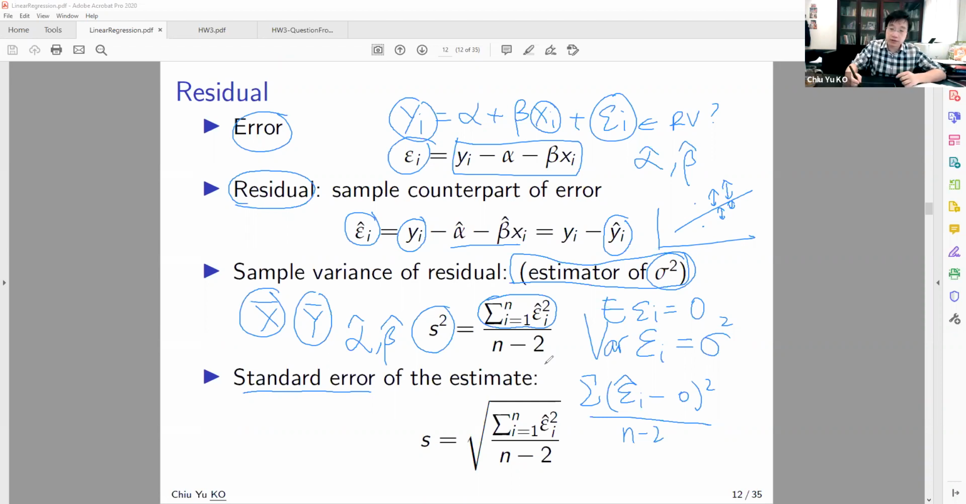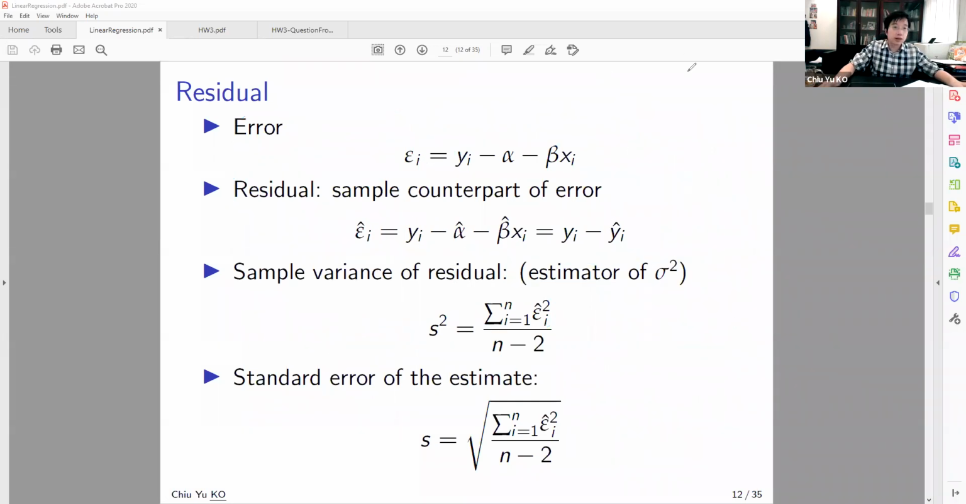Why do we care about this? Later you will see why we want to estimate this one, because with this we have a lot of things to say. Any question? No. Okay, we now explain why we need all this here.